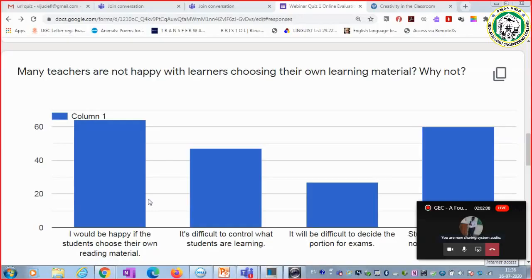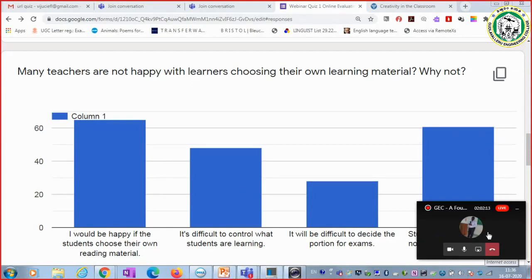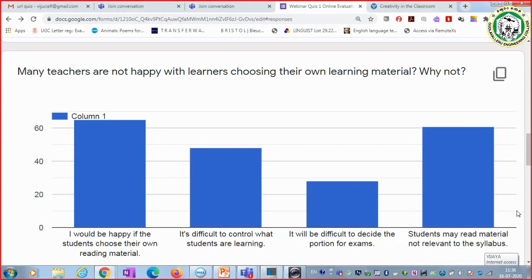Right. So most people have said, I would be happy if the students choose their own reading material. But many people have said it is difficult to control what students are learning. Students may read material not relevant to the syllabus. So you see, that is what is meant by the sense of inquiry.